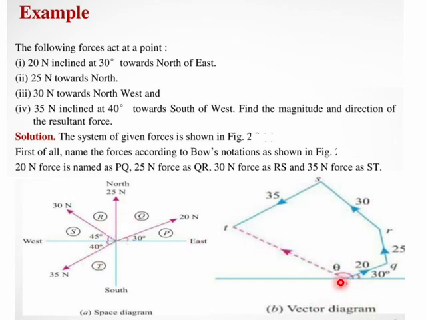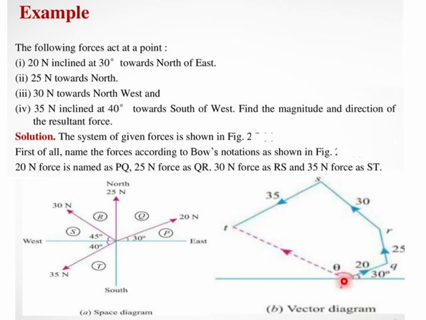This can be represented as a vector diagram. The magnitude of the force can be represented starting from PQ. The PQ system is represented here with the 20 Newton magnitude represented in some scale at an angle of 30 degrees, and then QR represents the 25 Newton towards the north. So QR is drawn parallel to the 25 Newton force, and then similarly the 30 Newton and then the 35 Newton.